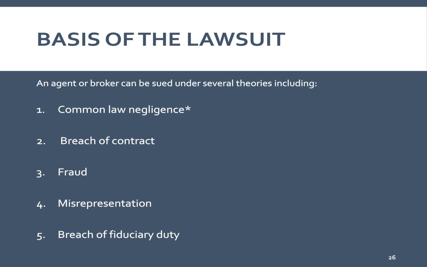In most cases, there will not be an express contract between the insurance agent or broker and the insured. However, if there is a written contract between those parties, that actually can help the insured in certain instances if the agent or broker didn't live up to the terms of that, and we'll talk about that when we get to the special relationship.